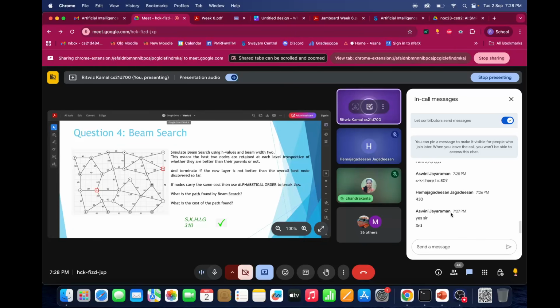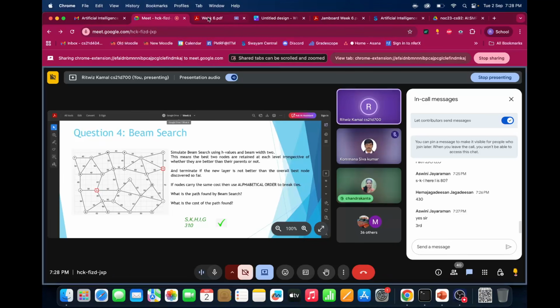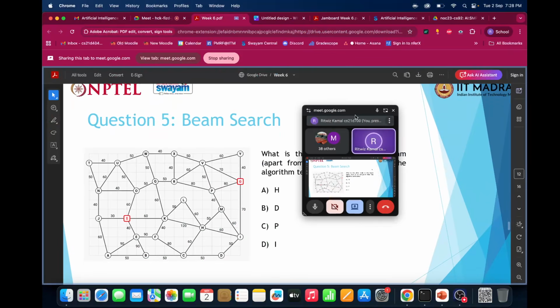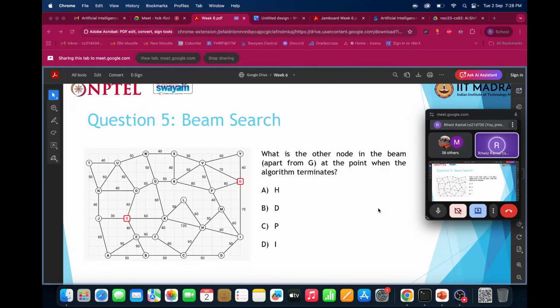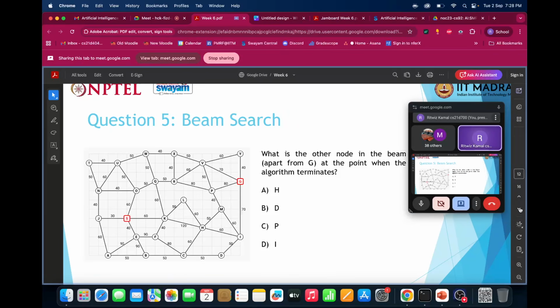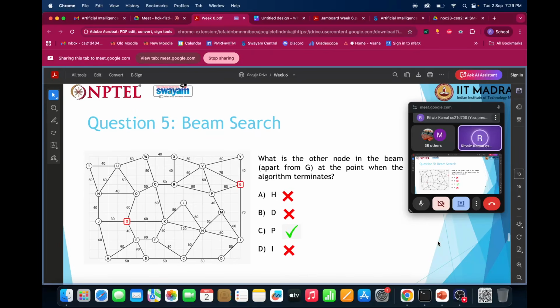So any doubts about beam search before we move on to SMGS? No, please go ahead. Okay, great. Let's move on to SMGS then. Maybe this is another question with respect to beam. This just asks us, at the point when we reach the goal node, when the algorithm terminates, what is the other candidate in the beam? And as we saw, that happens to be P. Right, so P is the answer here. I hope there's no doubt over here.